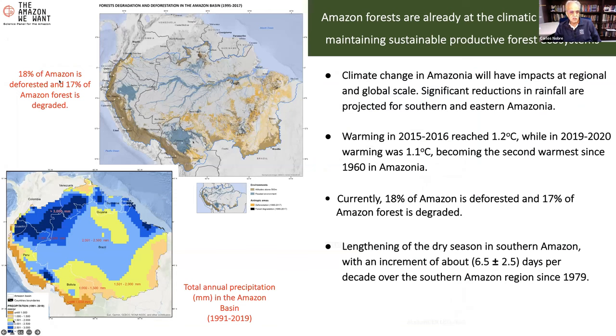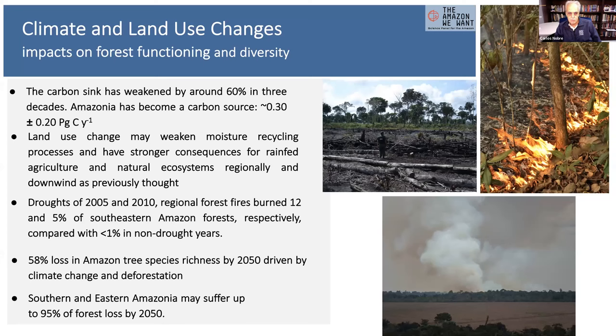We have 18% of the forest clear cut and 17% in several stages of degradation, particularly the southern portion here. You can see here on the map of rainfall, this is less than 2 meters of rain a year. This is very close to a different climate. We have had the lengthening of the dry season, this huge area here, 2.3 million square kilometers, by 5 weeks from 1979 to the present. And also it's warmer, 1.2, 1.5 degrees warmer. So it's losing resilience to climate change, local and also global climate change.